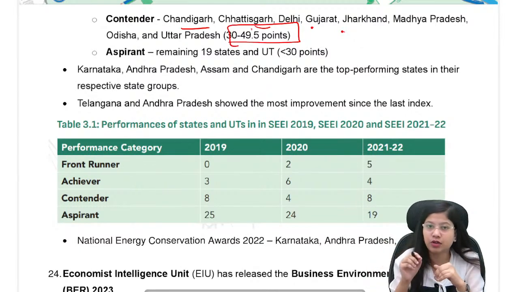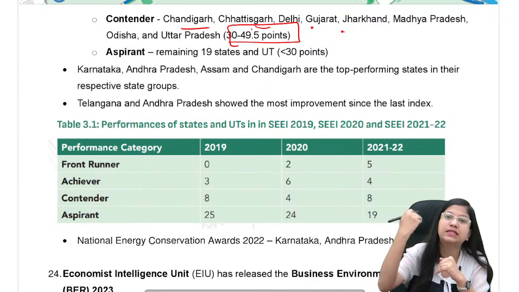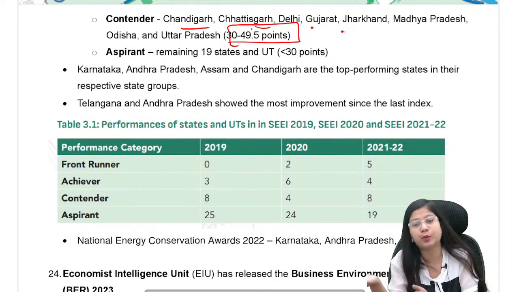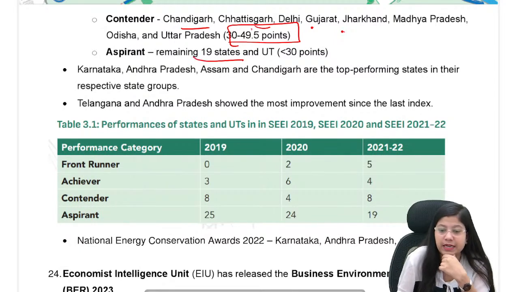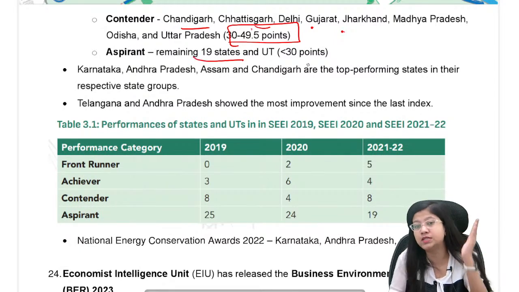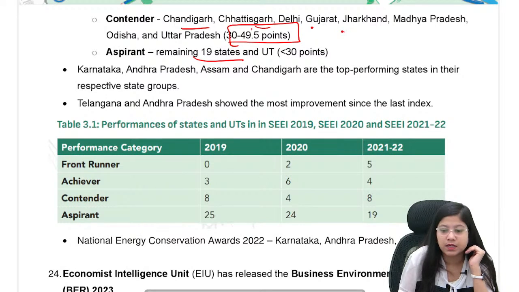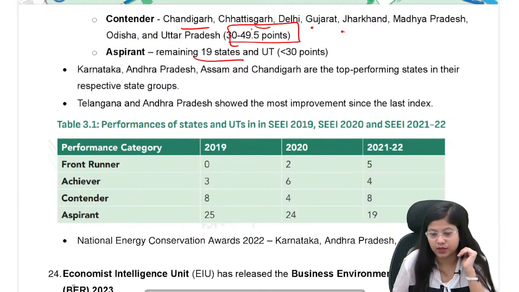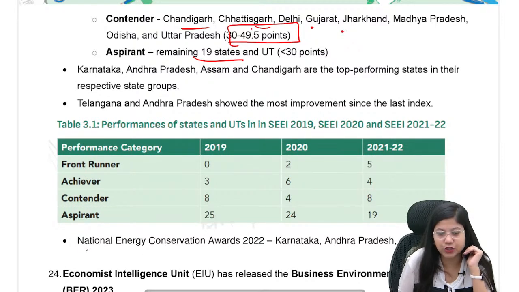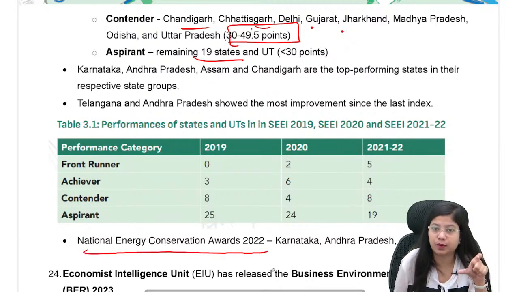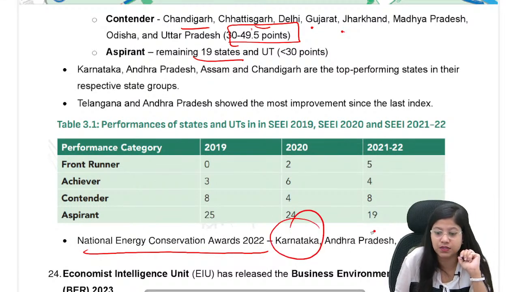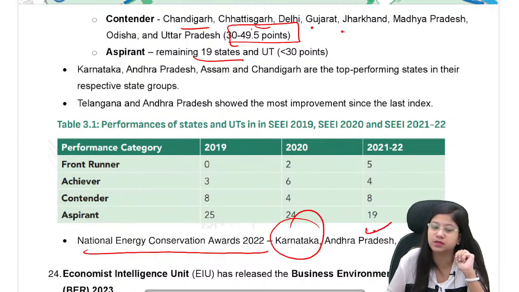Okay, front runner's score range is more than 60. And contender's, you can clearly see, 30 to 49.5. Then aspirants, remaining UTs and states are aspirants, their score is below 30. Okay, so one more thing, that the National Energy Conservation Awards 2022 were given when this report was released. Karnataka is first, Andhra Pradesh second, Assam is third.